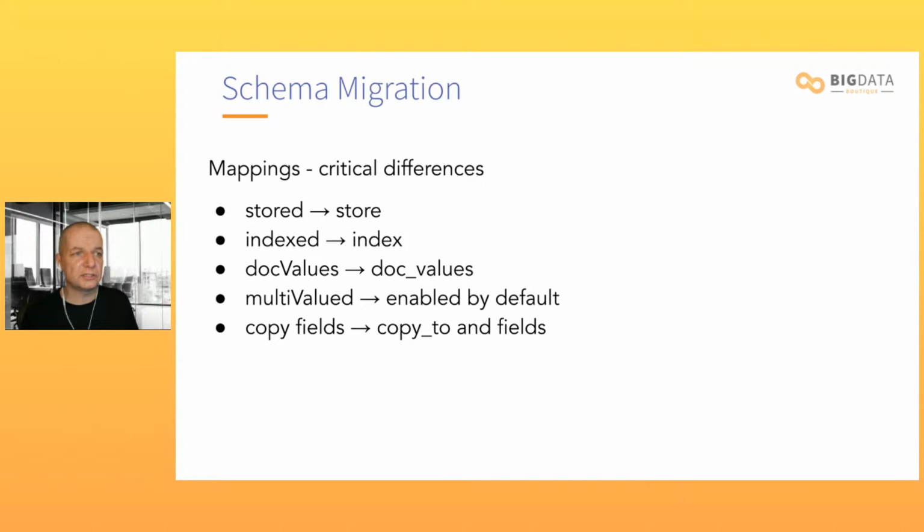Stored in Solr is stored in OpenSearch, and so on and so forth. Doc values are written differently. Multi-valued is enabled by default in OpenSearch, and copy fields are like copy to, and you also have the notion of fields in your field. So if you define a field and you have inner fields, those values will be copied, and you can have a different analysis chain defined for them.